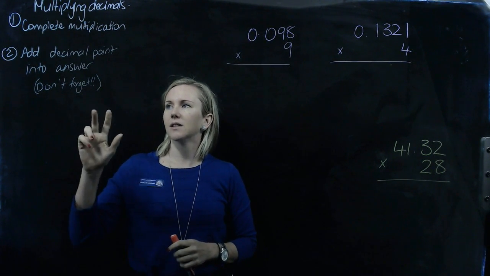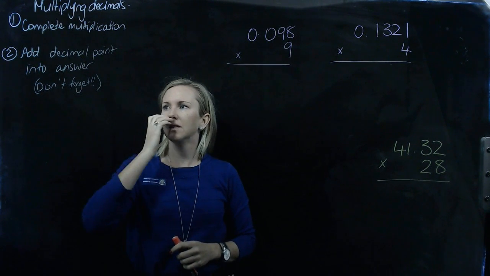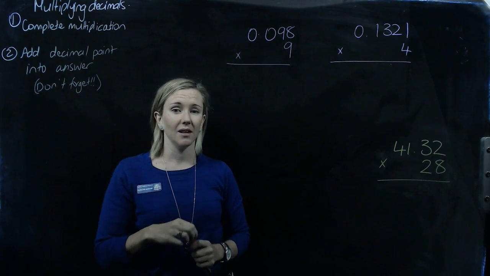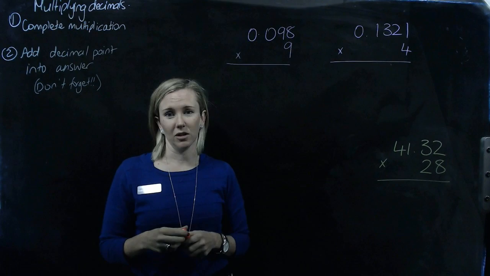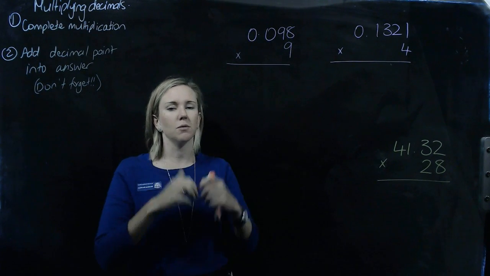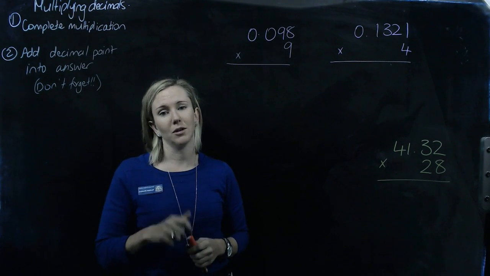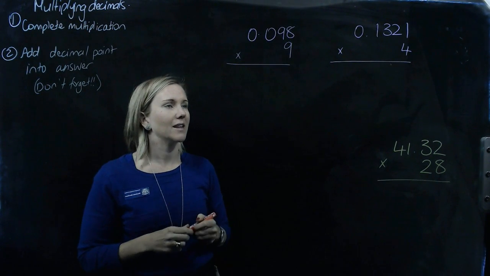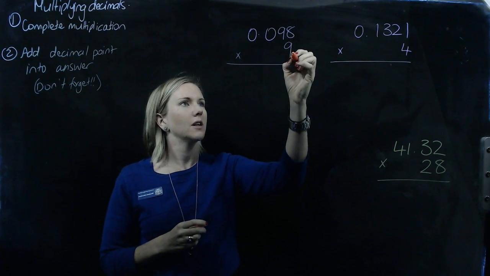The second step is once you finish your multiplication, you need to add in the decimal point into your answer, and I'll show you exactly where it would belong, and it depends on the question. Okay? So firstly, do your multiplication, forget about the decimal. Secondly, don't forget about the decimal when you put it in your answer.